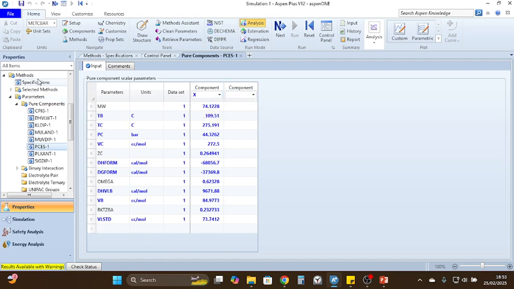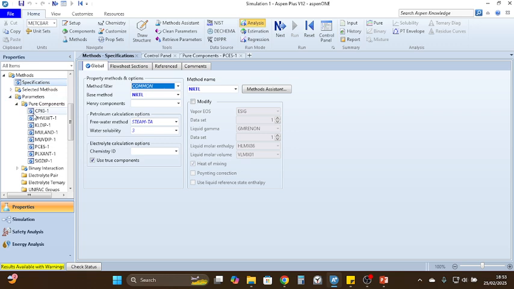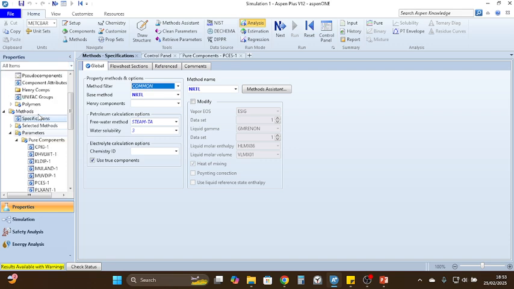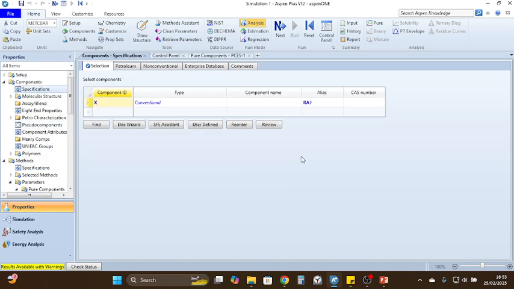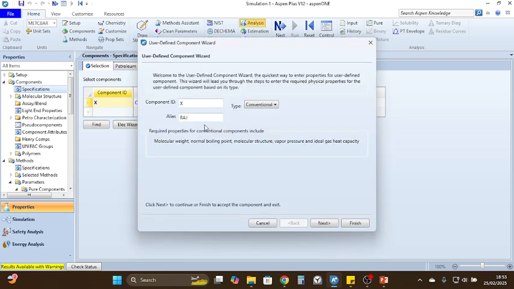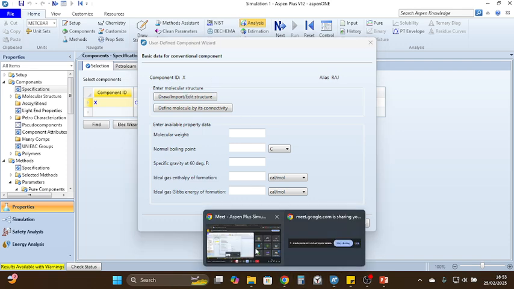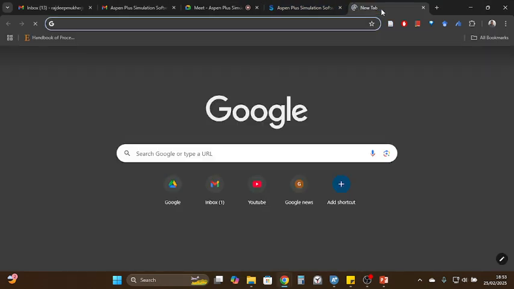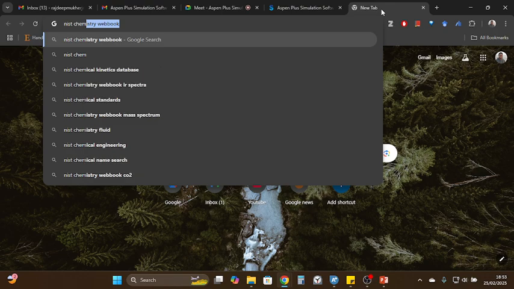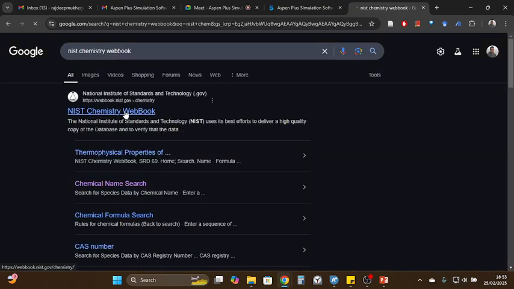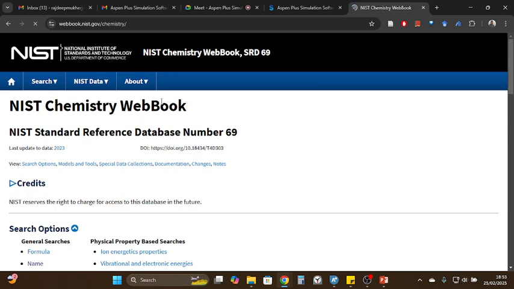There is another way to do this, and how we can do it is, if we go to components, we go to user defined, we are going to keep this part the same. Naturally we don't have the values for these parameters over here. We can draw or import the structure. For that we need to go to the NIST chemistry webbook. That is, we have to download the mole file for this particular component.